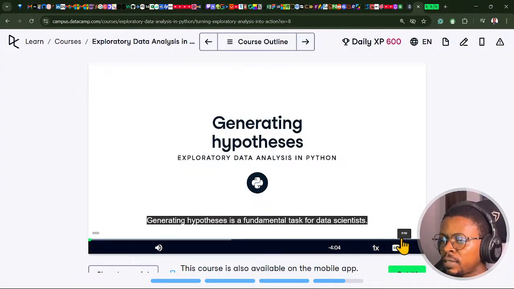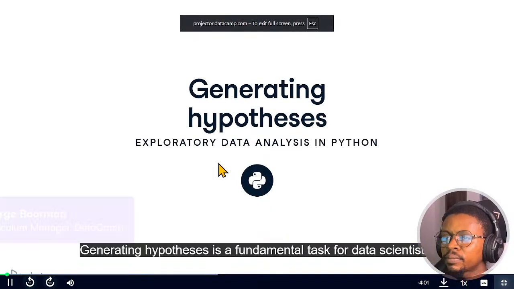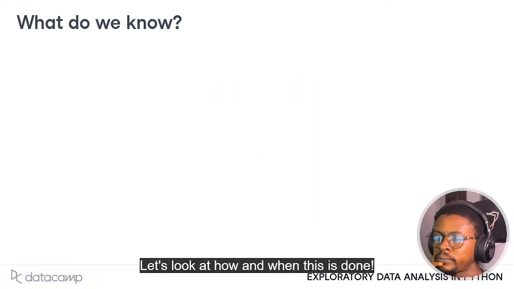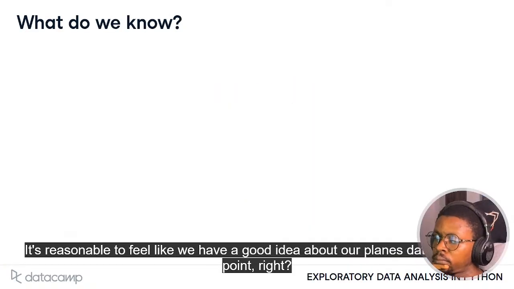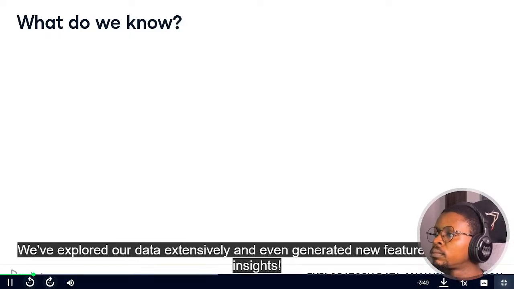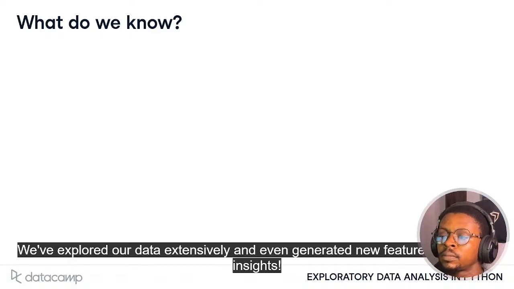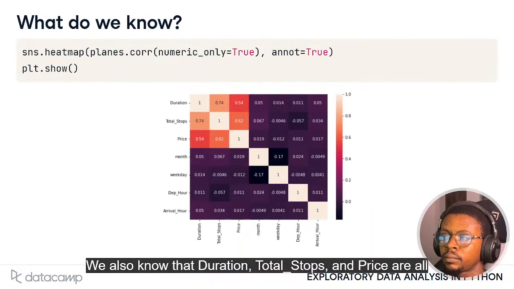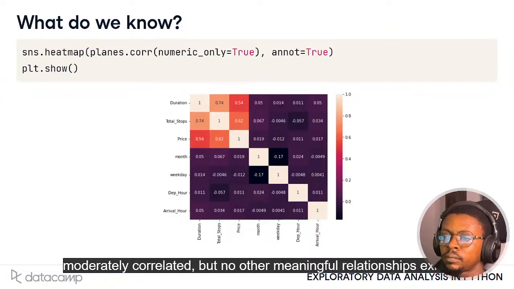Okay, so let's finish this. Generating hypotheses is a fundamental task for data scientists. Let's look at how and when this is done. It's reasonable to feel like we have a good idea about our planes dataset at this point, right? We've explored our data extensively and even generated new features to get new insights. We know that a large proportion of Jet Airways tickets are expensive, as we labeled them as first class. We also know that duration, total stops, and price are all moderately correlated, but no other meaningful relationships exist.